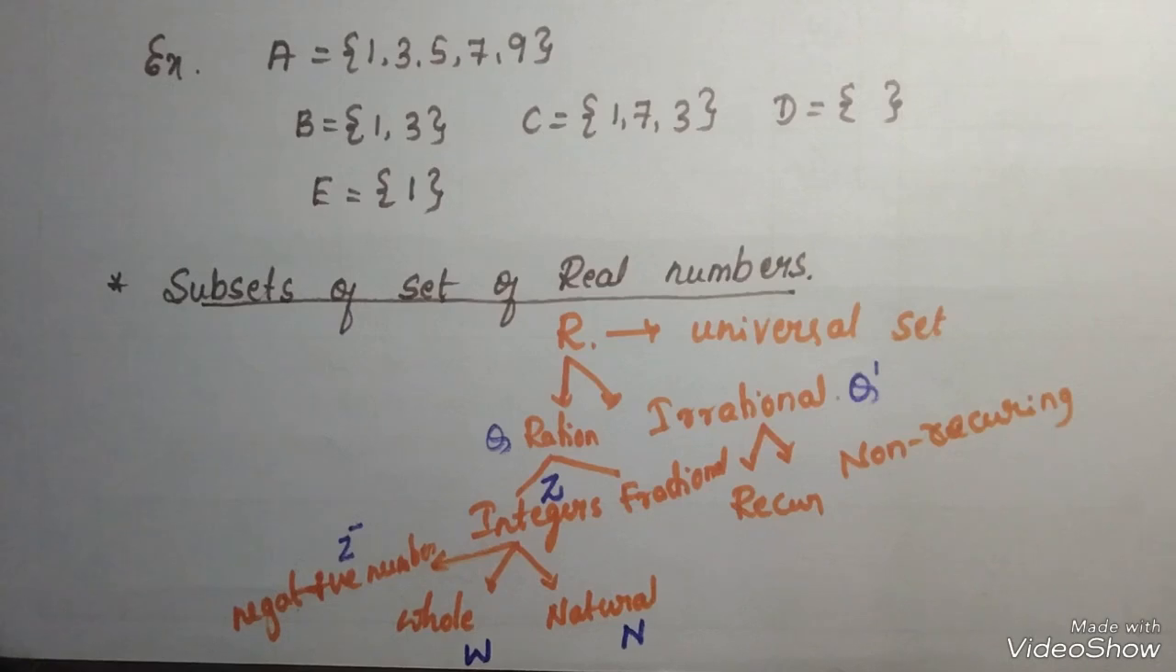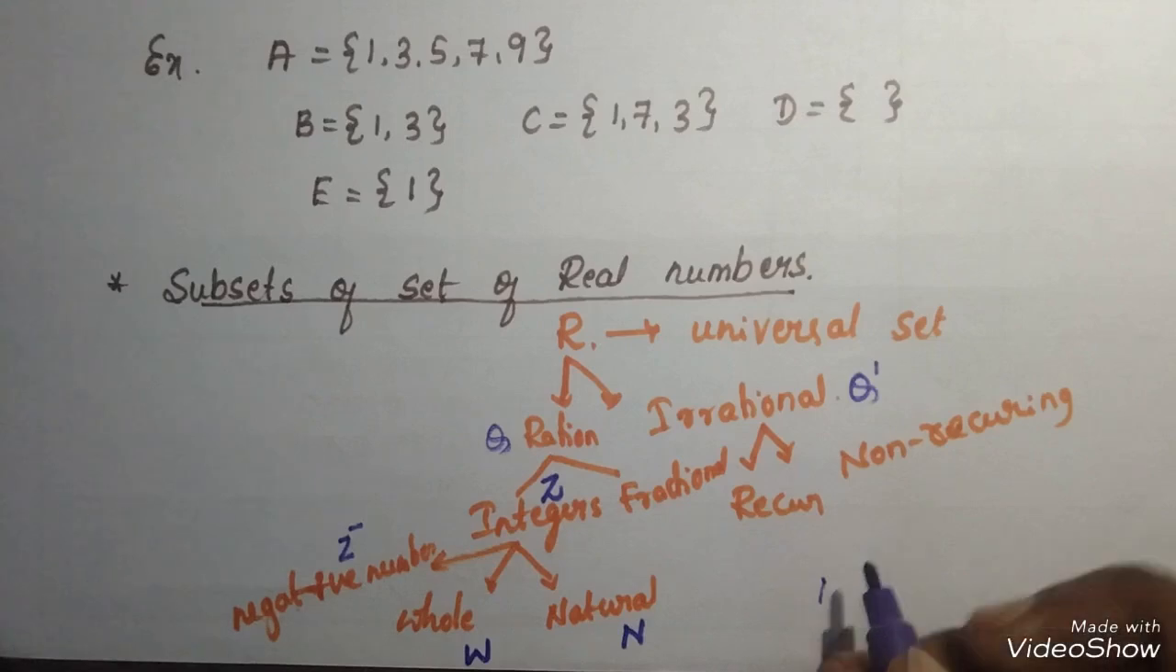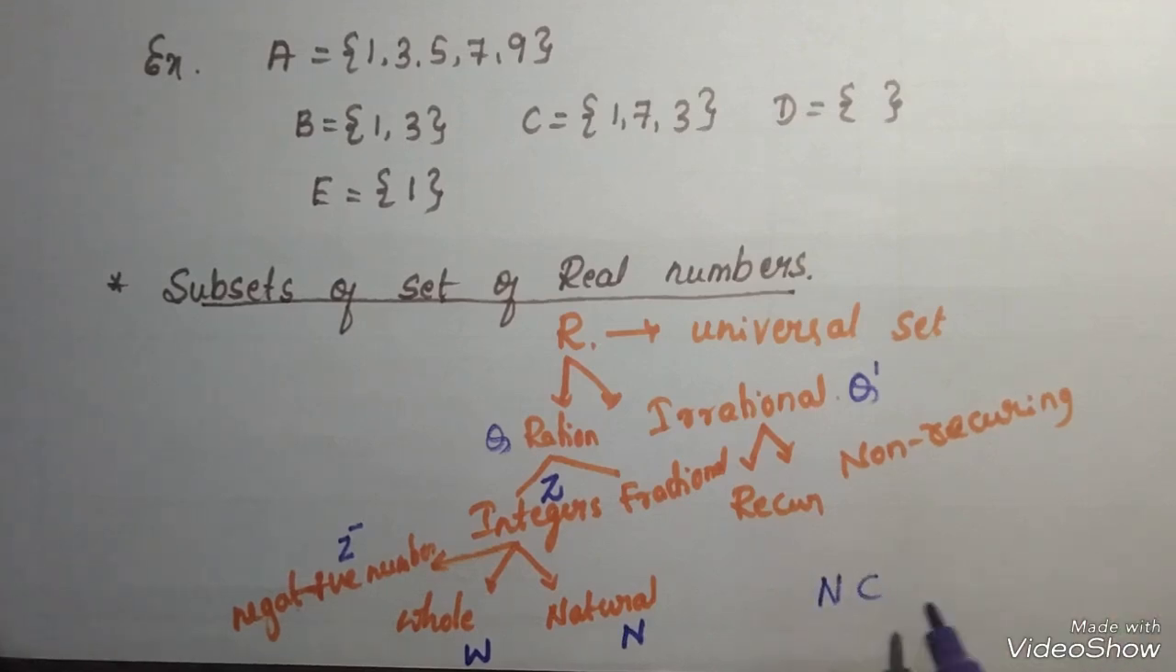Okay. From this, natural numbers are a subset of integers, because integers contain positive numbers as well as negative numbers and 0. Natural numbers means only the positive numbers. Integers contain positive, negative as well as 0, but natural numbers are a subset of integers. Again, integers are a subset of rational numbers, we can say.